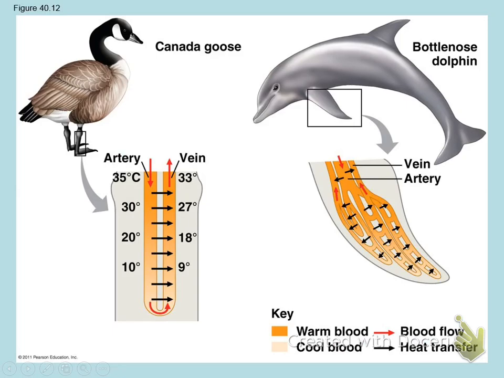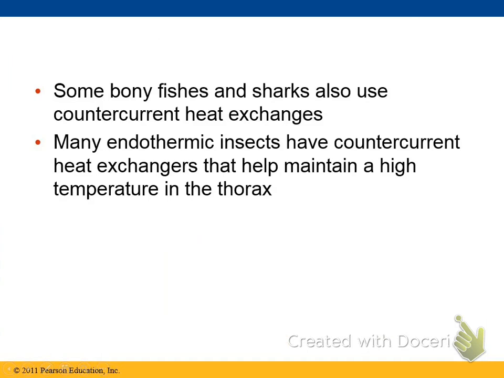Here's an example of that for the duck's or goose's feet or the dolphin's flipper. The heat's being spread out because of the blood flow, so that's what's keeping the rest of it from freezing and keeping it warm. Some bony fish and sharks also use countercurrent heat exchange. Many endothermic insects have countercurrent heat exchange that helps maintain a high temperature in the thorax.